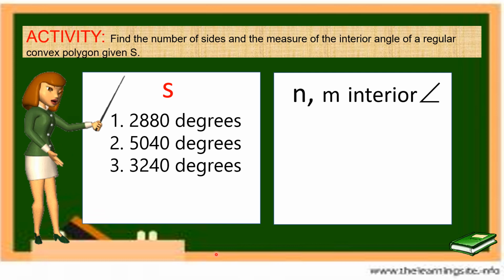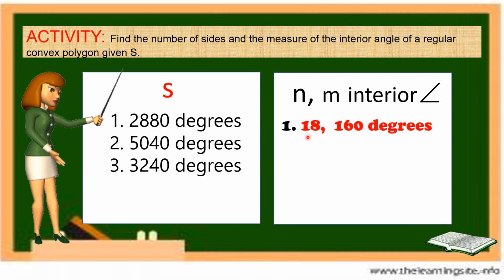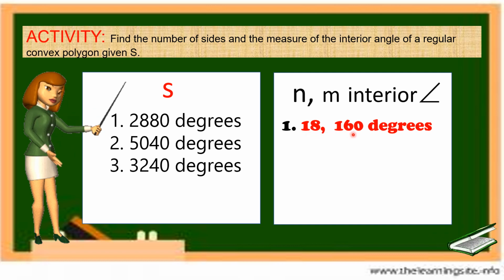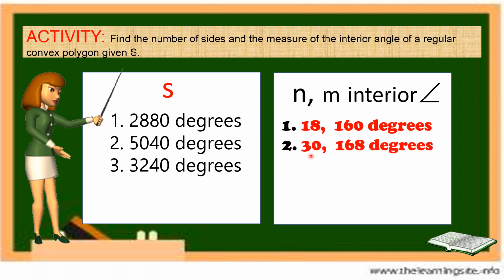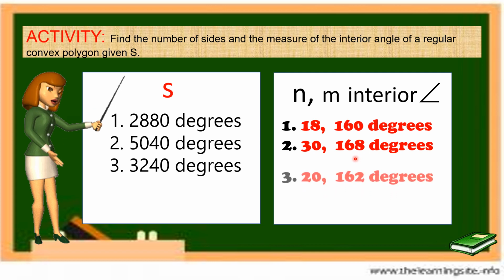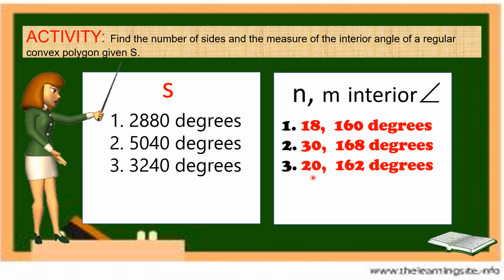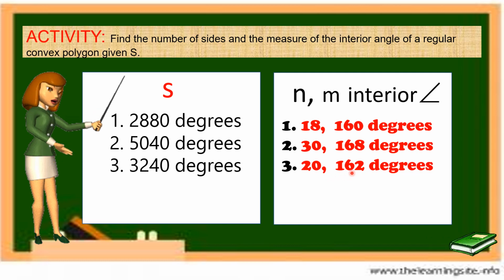What is the answer to number 1? So we have the number of sides is 18 and the measure of each interior angle is 160 degrees. How about number 2? N is 30 and the measure of its interior angle is 168 degrees. Next, n is 20, and what is the measure of its interior angle? The measure of its interior angle is 162 degrees.